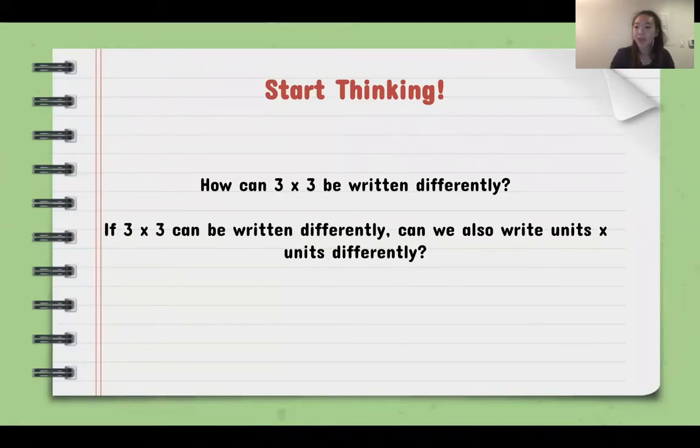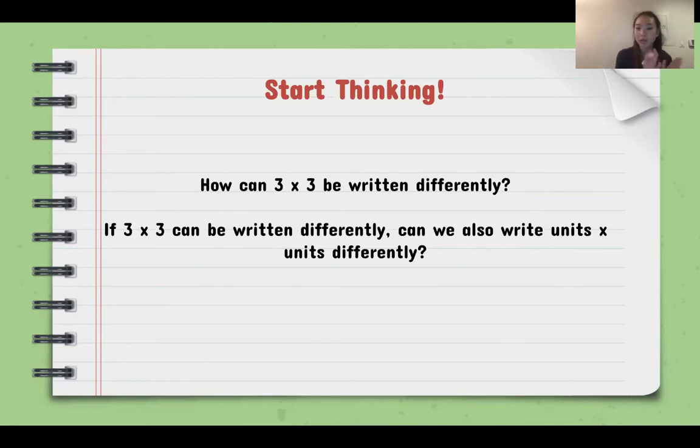All right, so I know that 3 times 3 equals 9, but that's not what they're asking me here. They're asking me how can I write 3 times 3 differently? Using our PEMDAS that we had learned previously, I know that 3 times 3 is also the same as 3 squared. So basically 3 squared means 3 times 3, which is also going to give us 9.